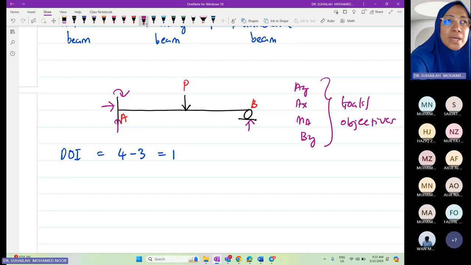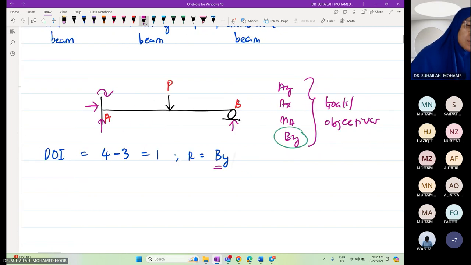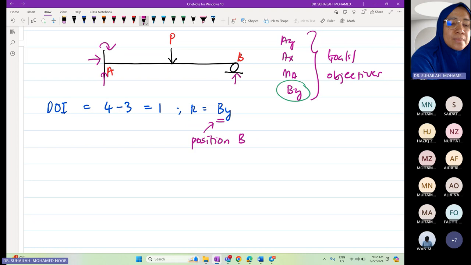Okay, so what we do, we will choose the redundant to remove from the system. Okay, let's say we remove BY. We remove BY, so redundant is BY. Okay, redundant is BY means well, the redundant position is B. So redundant BY means redundant position ni dekat B. Position dia dekat B. Okay now. So we know that we will remove BY. So by removing BY, we get cantilever beam.